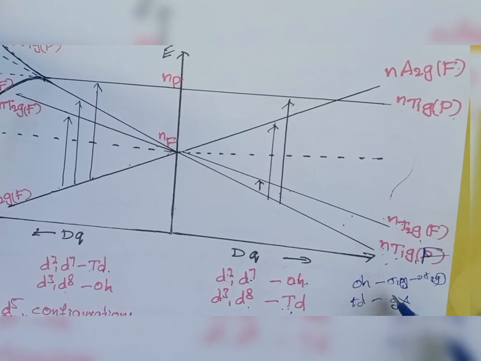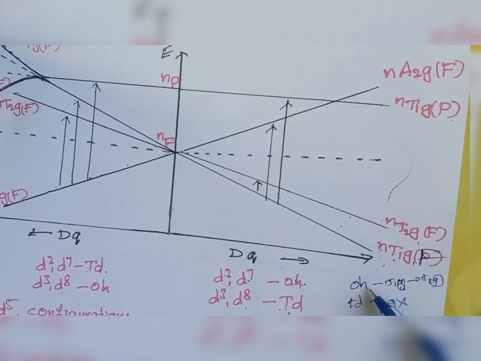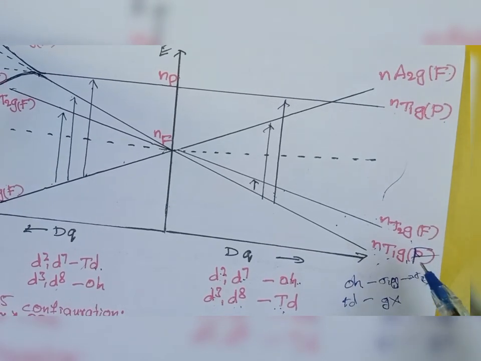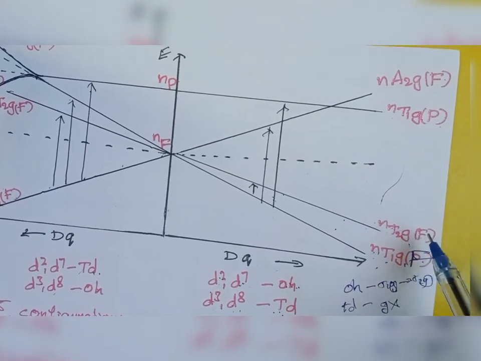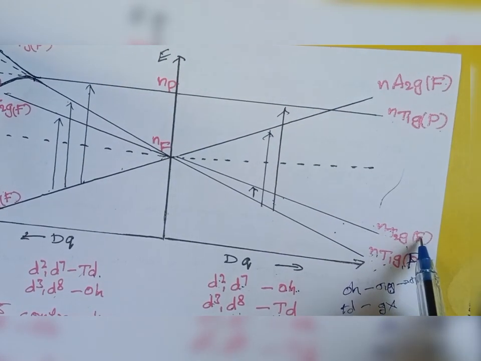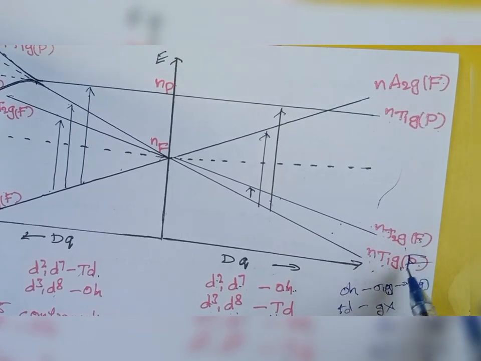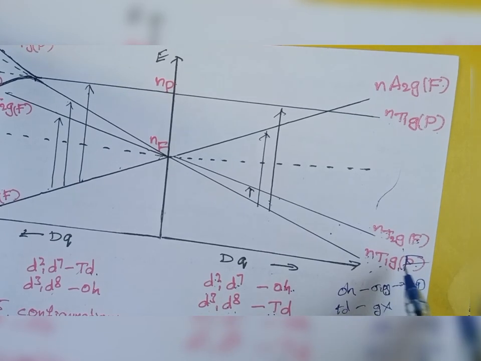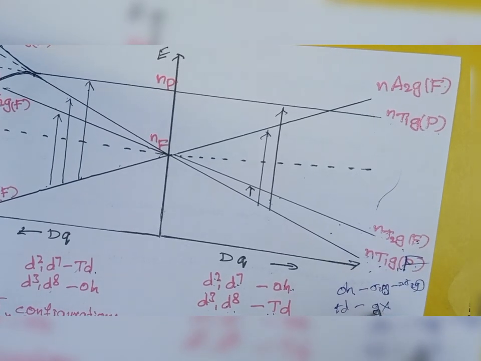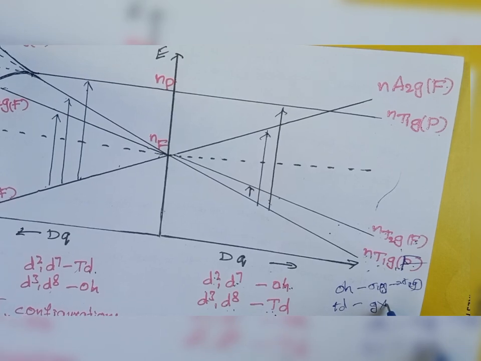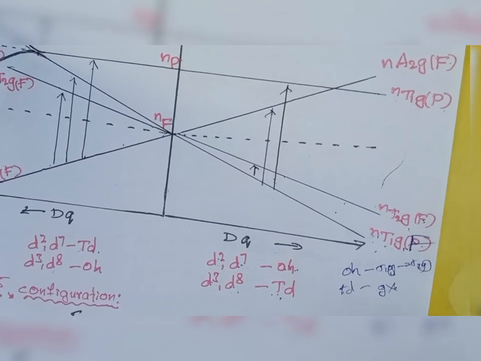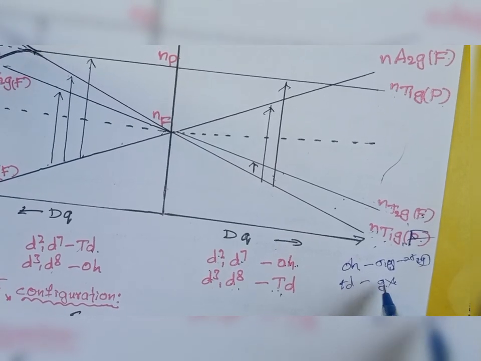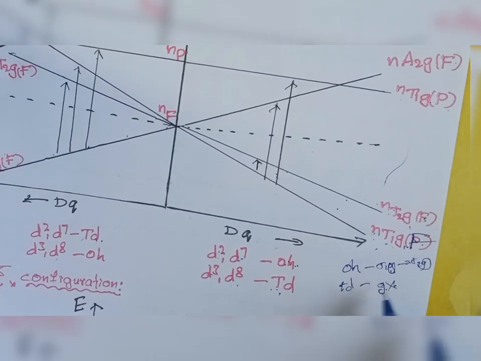Here one thing to be noted: when we write the electronic transitions for octahedral complexes, we write the transitions as T1g(P) to T2g, T1g(F) to T2g(F), and so on. But when we write the splitting diagram for tetrahedral complexes, we should not write the g subscript, because tetrahedral complexes do not have a center of symmetry. So we should skip the g subscript.